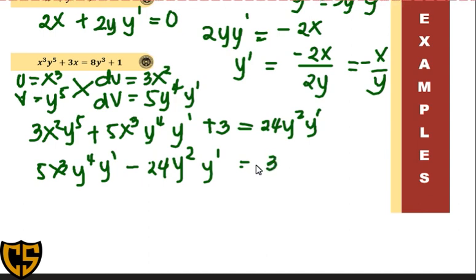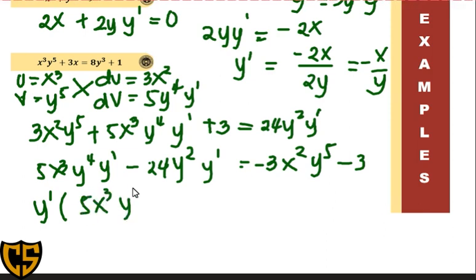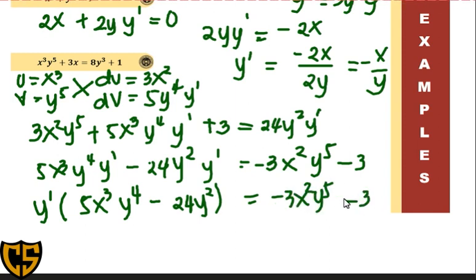So, we have negative 3x squared y to the 5th minus 3. Now we will factor out y prime here. So y prime, we will have 5x cubed y to the fourth minus 24y squared. This is equal to negative 3x squared y to the fifth minus 3.